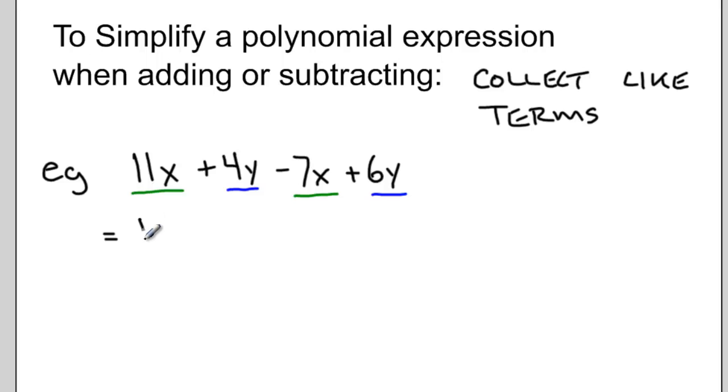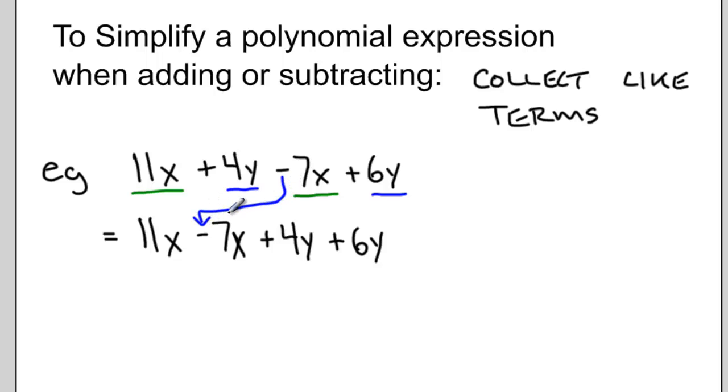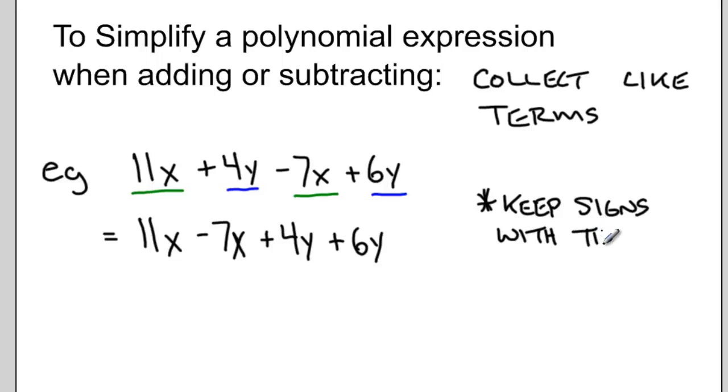So I'm going to collect these together by writing the like terms side by side. Notice that when I did that, the sign that was attached to the term moves with it. So my term negative 7x stays negative. I'm moving the sign of the term with it. So when we collect like terms, we keep the signs with the term.